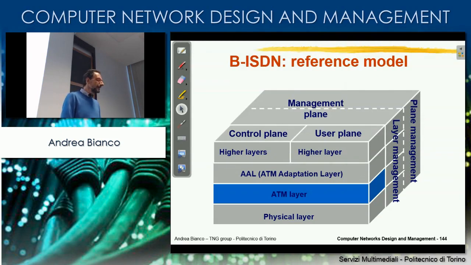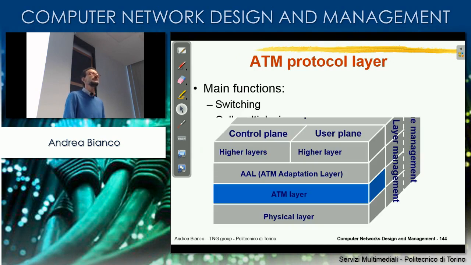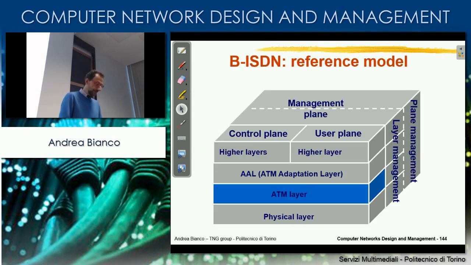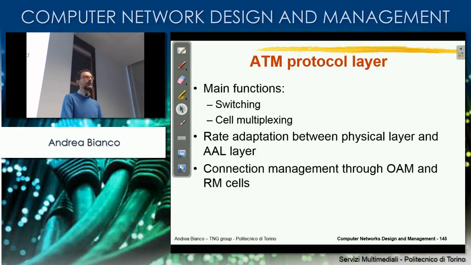Then we'll look a little bit at the ATM layer, whose main features are, of course, switching and multiplexing. We have a rate adaptation feature between the physical layer and the layer above, which is called AAL. AAL stands for ATM adaptation layer. We will see in a moment what it deals with. And at the ATM protocol layer, we are dealing with different types of cells. We have data cells or user cells, we have operation and maintenance cells, and we have resource management cells.